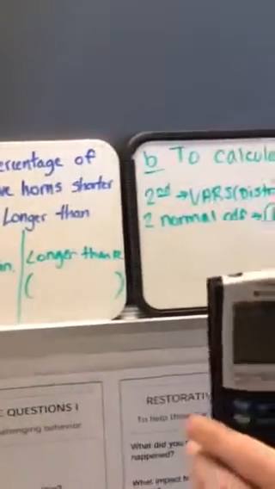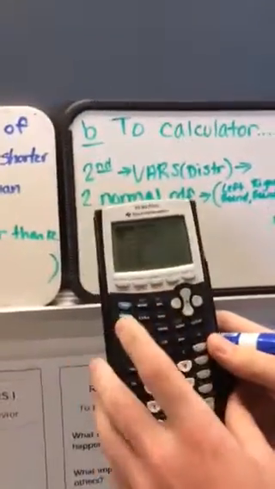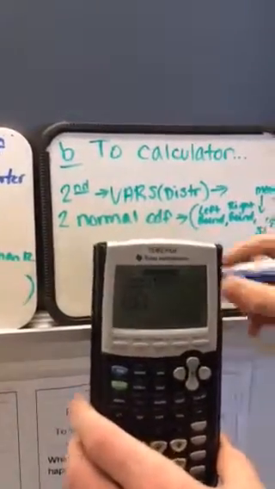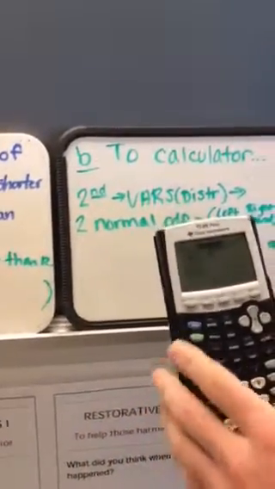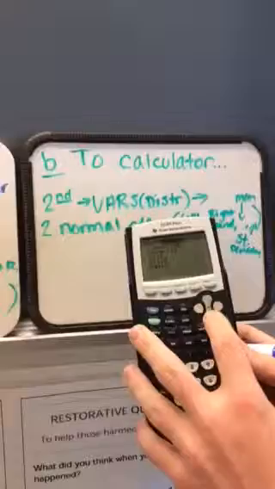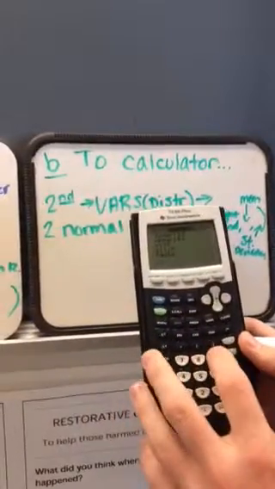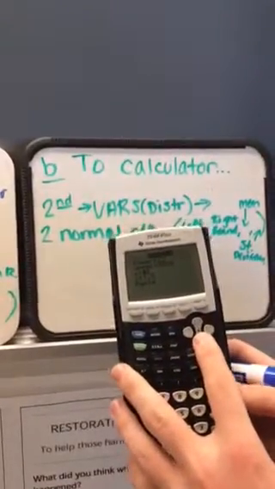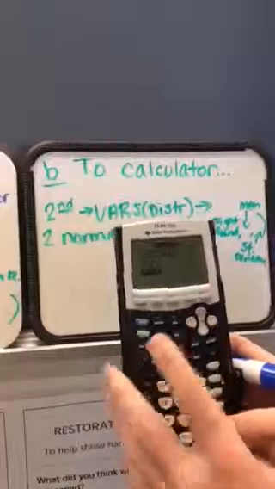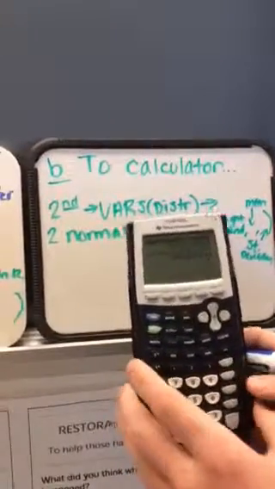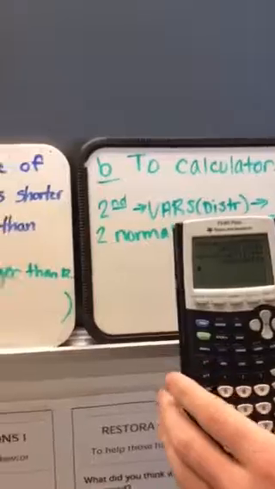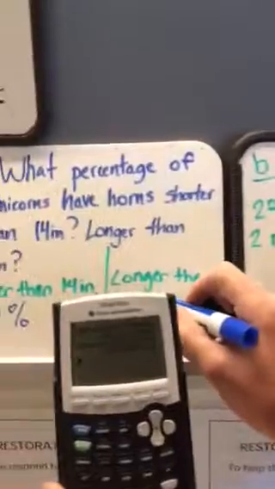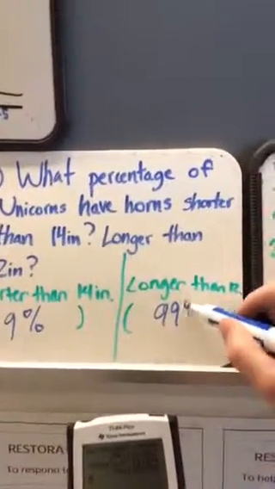Now for the next one, we're going to do the same thing, but just different numbers. So second vars, down to 2, and now we're looking for what's longer than 12 inches. So our lower is going to be 12, and the upper is going to be a large number, so let's use 9,999. Our mean, once again, is 16, and the standard deviation is 1.5. So when we enter that into the calculator, we get 0.996. So move the decimal to get our percent, and our answer is 99%.